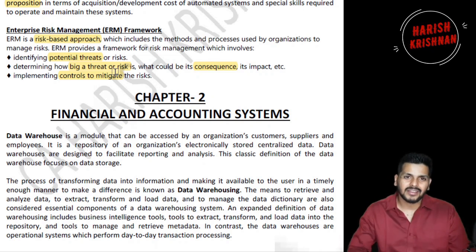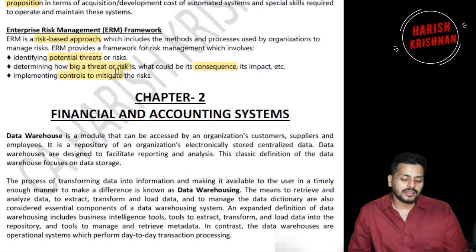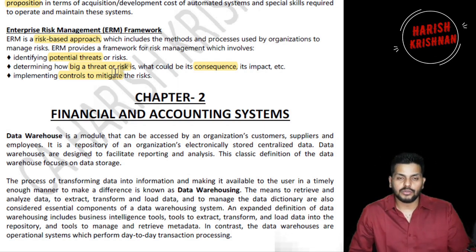There is just an additional definition given for ERM. So only these three changes in the first chapter. The rest of the chapter continues to remain the same.